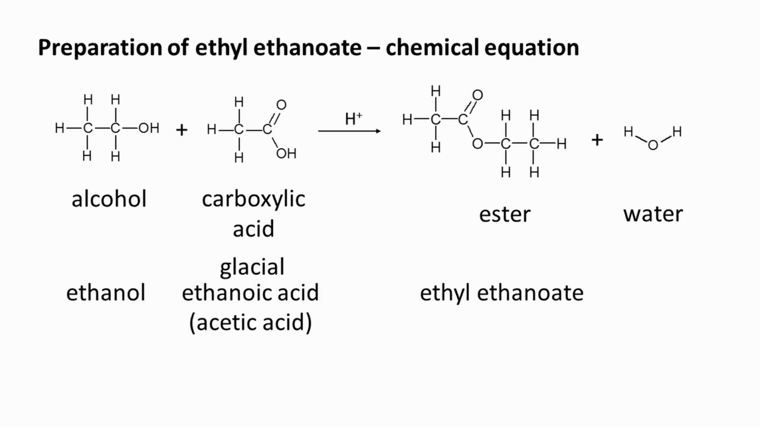In this reaction, ethanol reacted with ethanoic acid. Acetic acid is another name for ethanoic acid, but you should really refer to this substance as ethanoic acid. This is the IUPAC name. Anhydrous ethanoic acid, that is ethanoic acid that is free from water, is referred to as glacial ethanoic acid. The ester produced in this reaction is ethyl ethanoate.